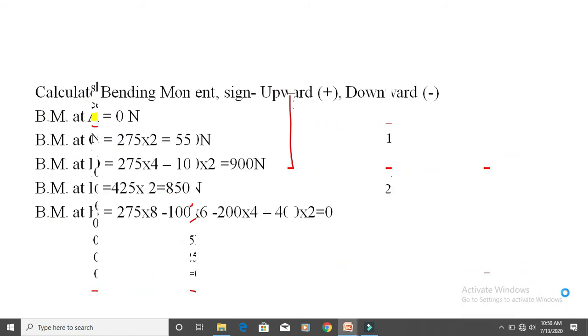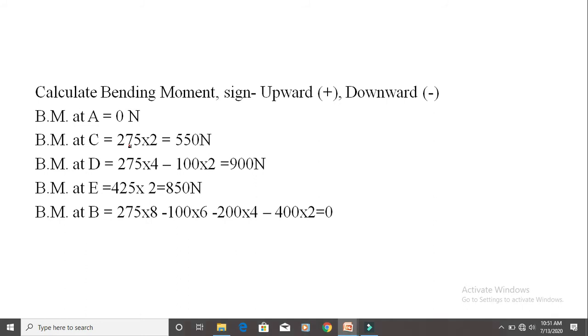Then next is calculating the values of bending moment. Here the sign convention is that upward forces are considered positive and downward forces are considered negative. First we see all the values of bending moment. First, the bending moment at A is equal to 0 Newton. Write somewhere that the bending moment at A is equal to 0 Newton. Bending moment at C is 275 into 2, equal to 550 Newton. So how does it come?